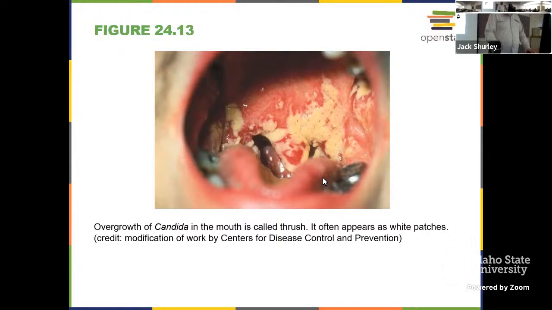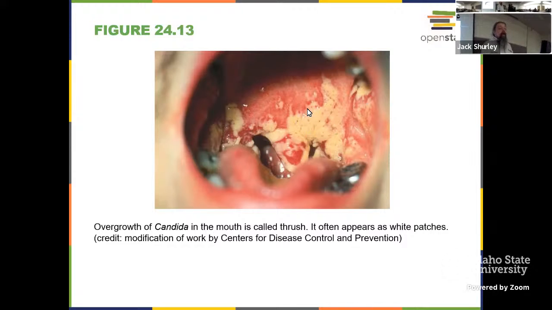Oftentimes, when we think about something like this, it might be more common with little kids, but there are other opportunities. And just like thinking about other issues with antibiotic usage and disrupting the flora, similar occurrences could happen in the mouth, lending to an overgrowth of the candida.